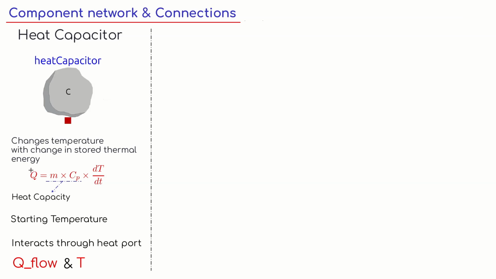Heat capacitor carries the equation Q equals M times Cp times dT by dt. That is, the rate of heat transfer is proportional to the rate of change of temperature. And this takes C, that is the heat capacity, as a parameter, which is the product of mass and specific heat capacity. Also, it can interact with surroundings using a heat port. A heat port has two parameters, that is the Q flow and the temperature. So this will facilitate the thermal connection between different components. Also, we can specify a starting temperature for this heat capacitor.